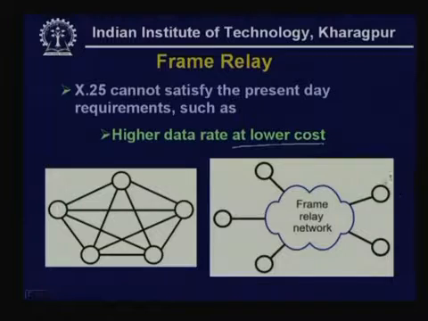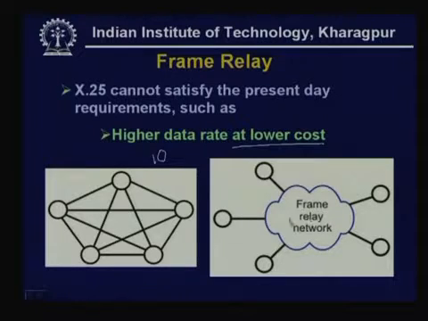For example, if you use an X.25 network, since it is point-to-point communication, if 4 stations want to communicate with each other, we have to set up this kind of point-to-point links. So, if there are 5 nodes which want to communicate with each other, you will require 10 different links. This can be avoided in a frame relay network. In a frame relay network, as you can see, each DTE is connected to a data communication equipment, and the frame relay network does the remaining thing.